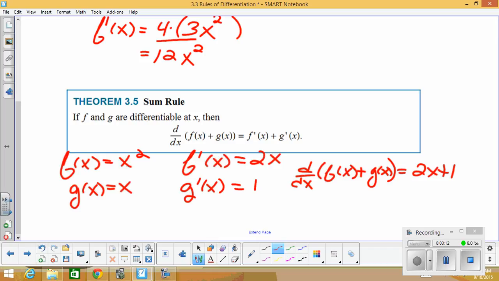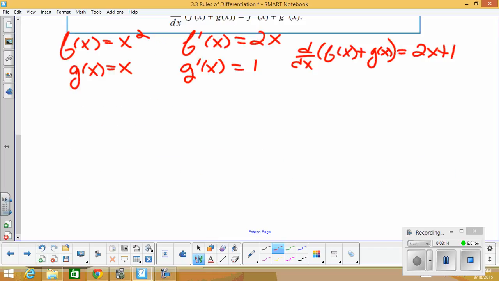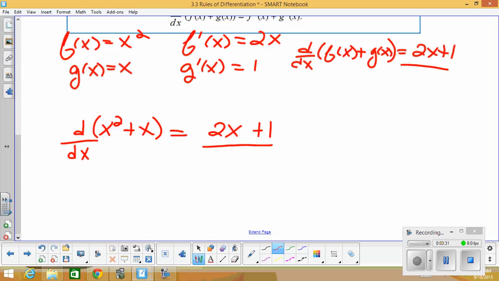But instead of writing all this out as much as I have, if I wanted to say this function was really x squared plus x, and then I want to take the derivative of that all at once, I'm still going to differentiate each function separately, and I get the same answer.